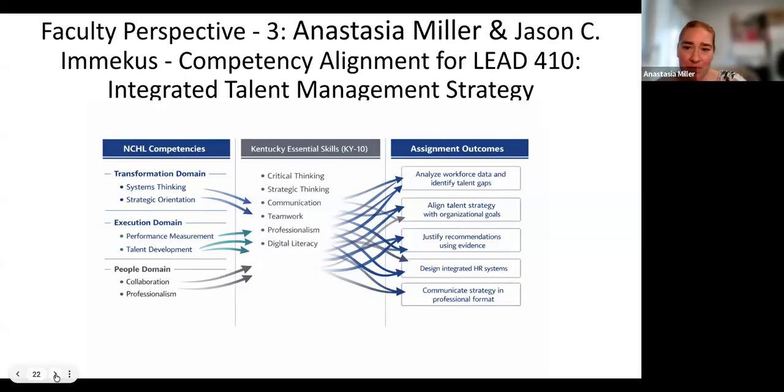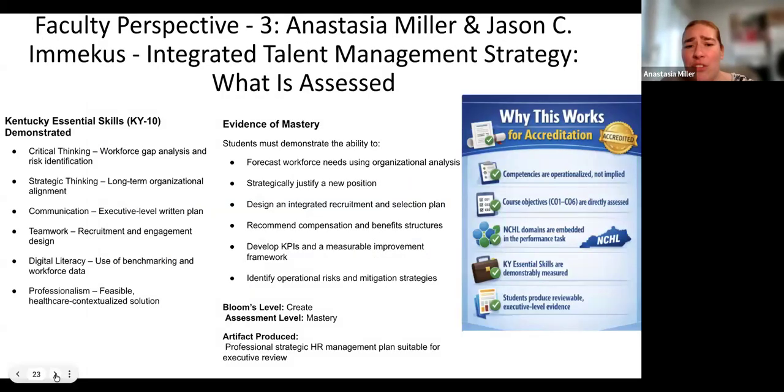What we came up with was to show assessment as part of this integrated management strategy. We have a rubric that ties very closely to the Kentucky 10, the NCHL, and the AUPHA. We can show the students are critically thinking because they have to do a workforce gap analysis. They're thinking strategically because they have to justify a long-term organizational alignment for a new hire for a clinical healthcare position.